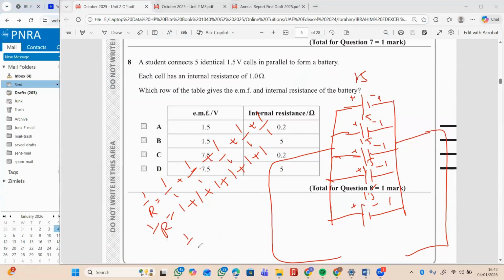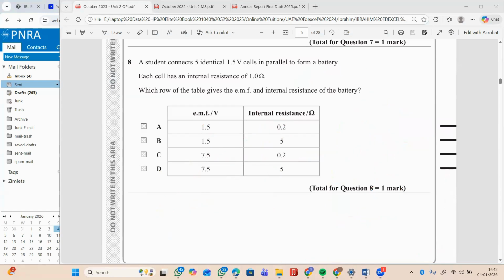So from here, 1 over R is 5, and from here, R is 1 over 5. So the option is 0.2. So from here, your internal resistance is 0.2, and your EMF is 5, and therefore the answer should be A.